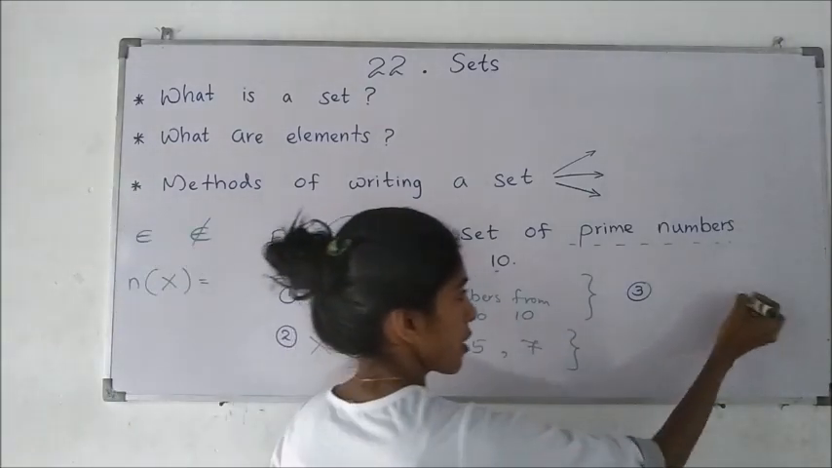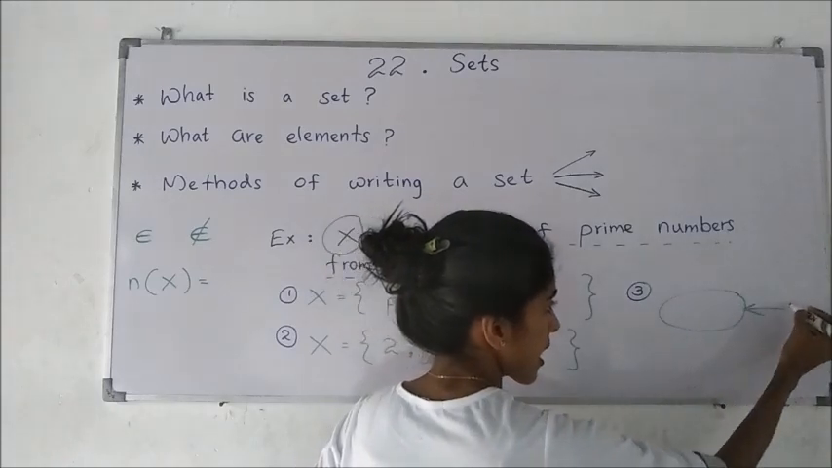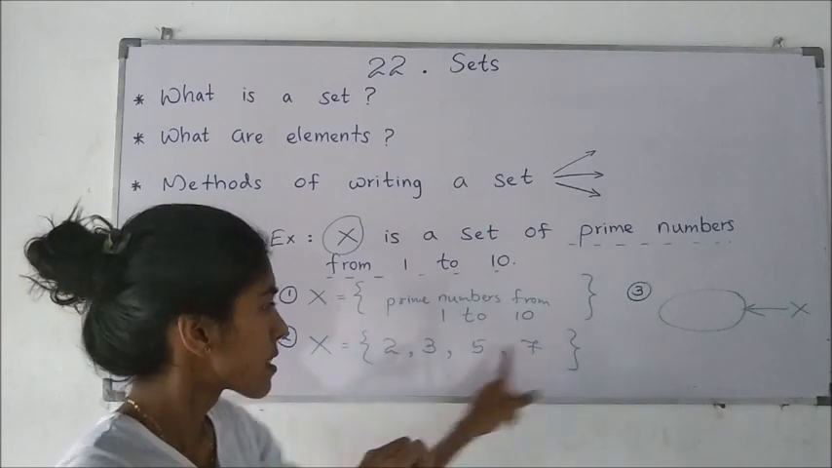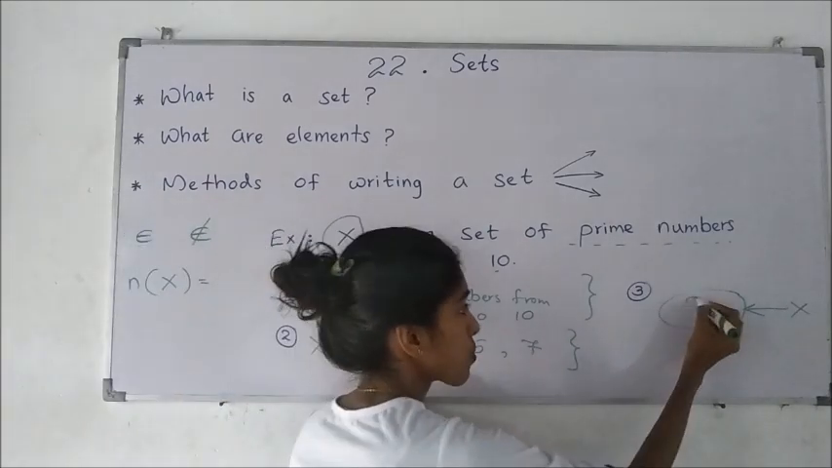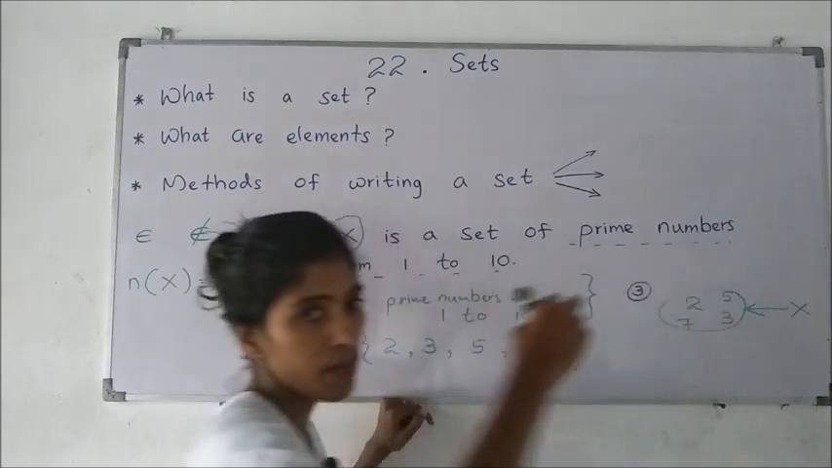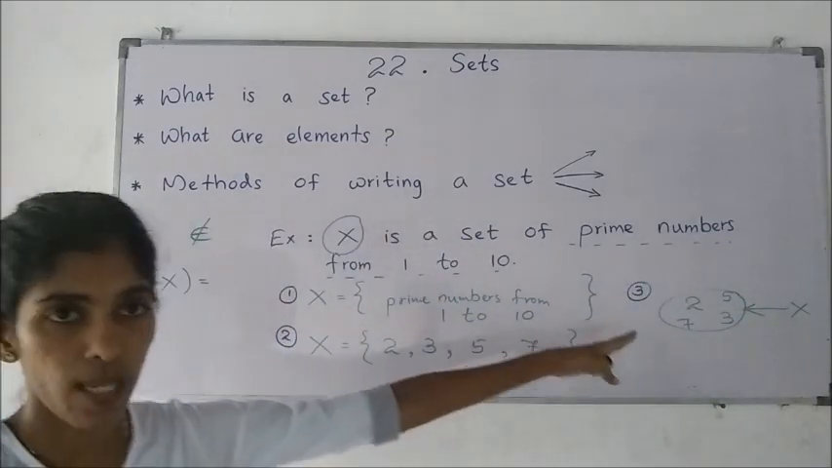And by a Venn diagram, when we represent the set X, write the name of it by putting an arrowhead, and inside the circle we can include 2, 3, 5, 7 wherever you want, without putting commas.